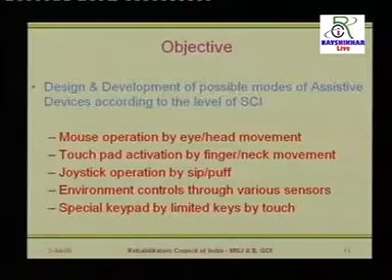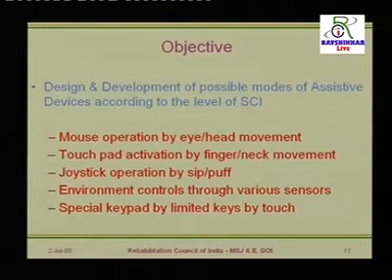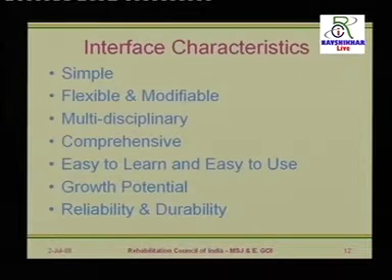To the extent possible. Okay. So the objective was either a mouse operation, a touchpad operation, or a joystick operation, or, I said, the environment control units, which can be a calling bell, a light, TV, fan or anything, or a special keypad. So any of these devices.